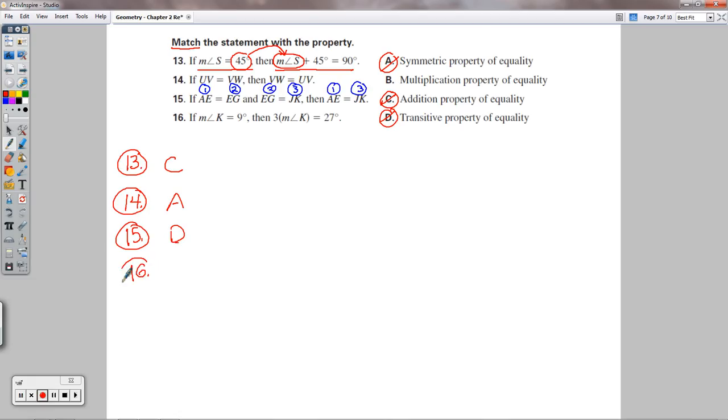Let's see if it makes sense to say that 16 is the multiplication property of equality. So here you start with the measure of angle K equals 9 degrees, pretty small angle there. But then they're saying if you multiply that side by 3, take 3 times the measure of angle K, and take 3 times 9, do you get this statement? 3 times the measure of angle K equals 27? Sure do. 3 times 9 is 27. So choice B makes perfect sense for number 16. So we've used each choice exactly once. Let's move on.